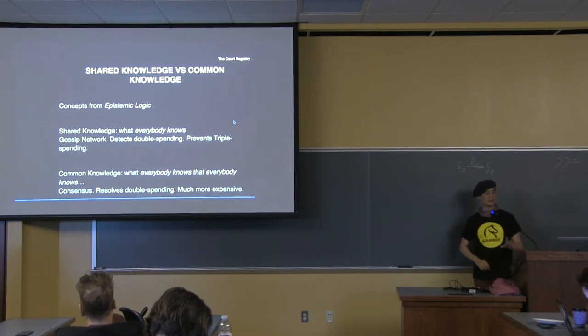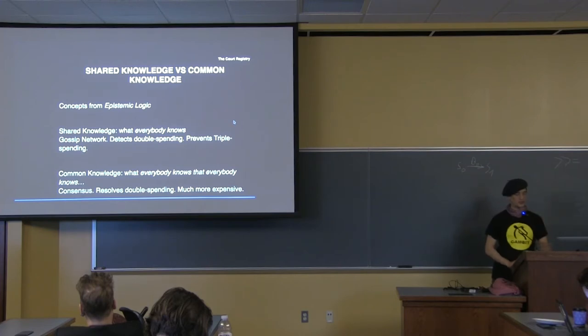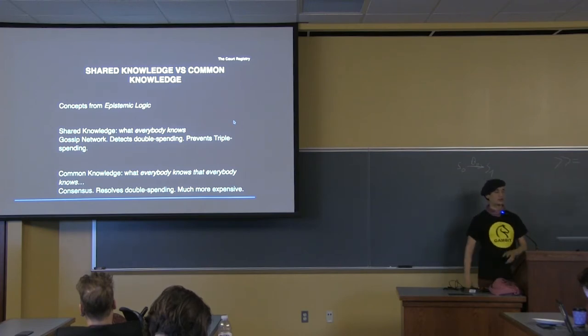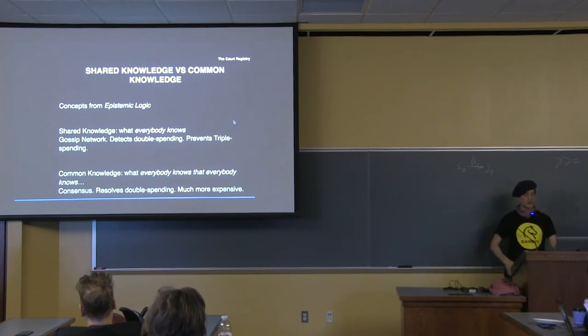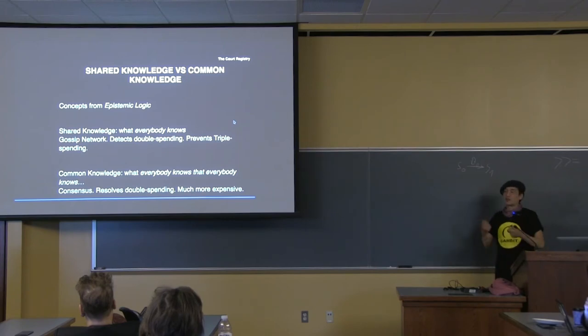So shared knowledge gives you protection against triple spending and detection of double spending, and it's much cheaper and much faster than common knowledge. Common knowledge is consensus. It can resolve the double spending. But of course, it's much more expensive to build common knowledge than to build shared knowledge.